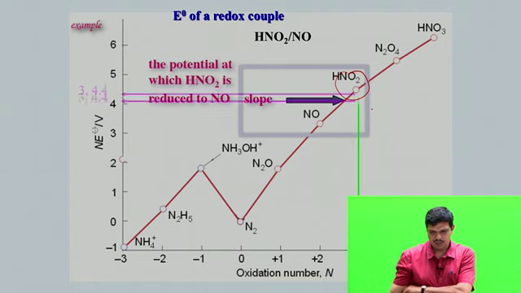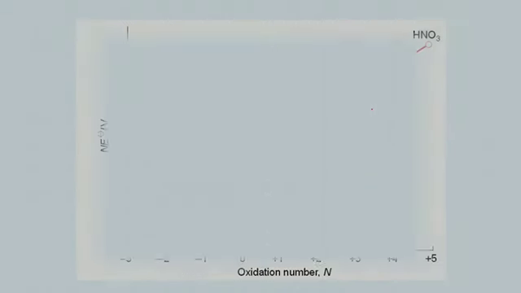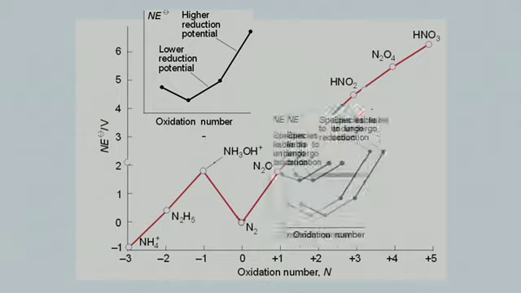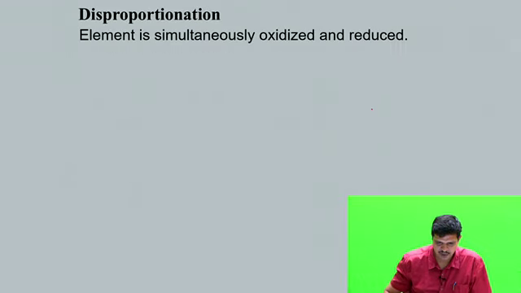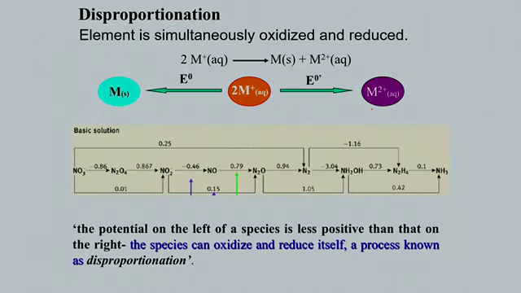Now, I will tell you about the disproportionation and comproportionation reactions. This is again very interesting, as I told, a very special type of redox reaction, and we have understood from the Latimer diagram that in disproportionation reactions you get two species of different oxidation states from one oxidation state species of a particular element.